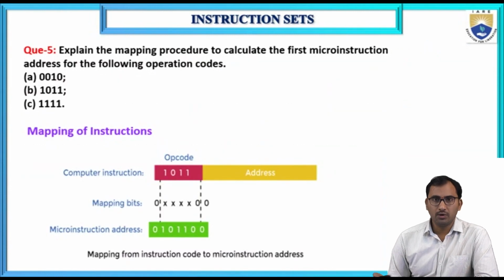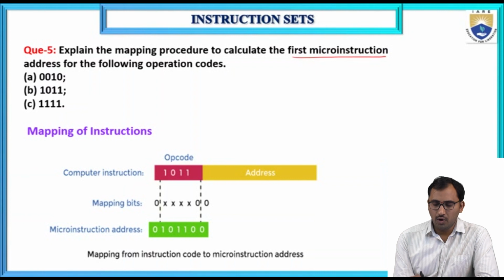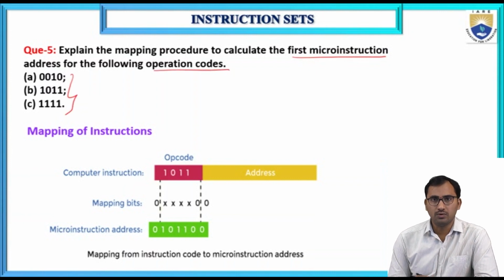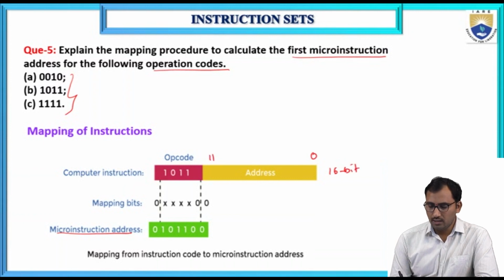And coming to the next one: explain the mapping procedure to calculate the first micro instruction address for the following operation codes. The computer instruction opcode is mapped to the micro instruction address. This is the mapping procedure. The size of the computer instruction is 16 bits. Bits 0 to 11 are the address, which represents the address of the operand.